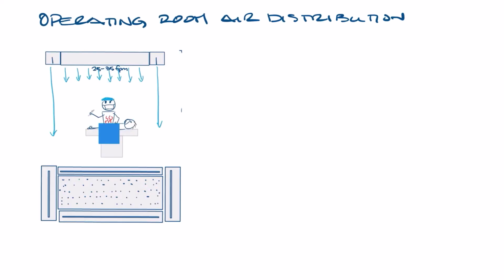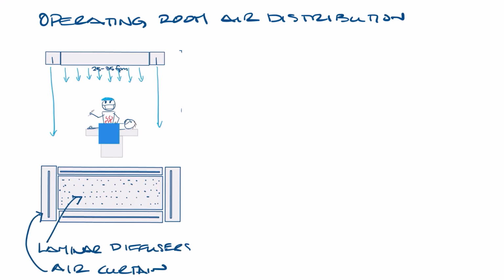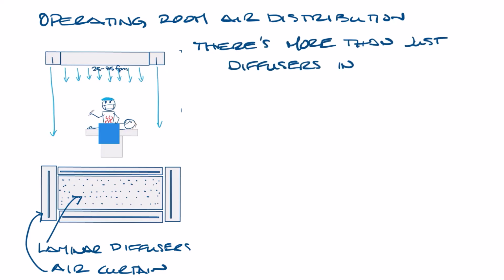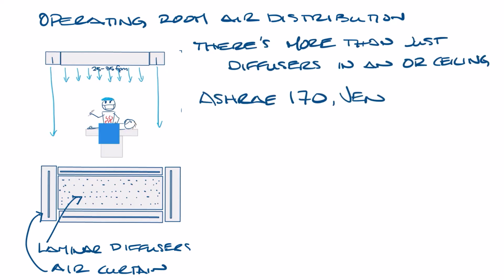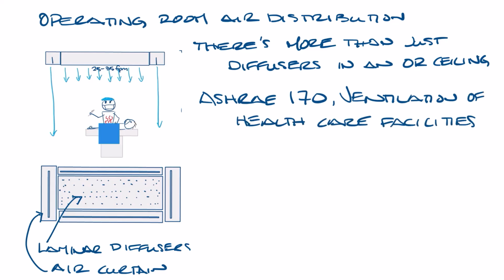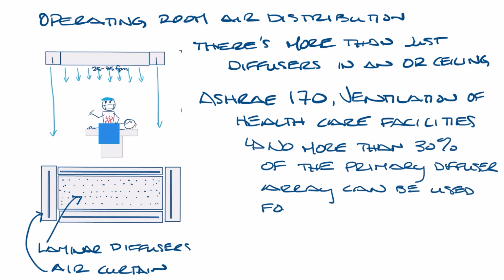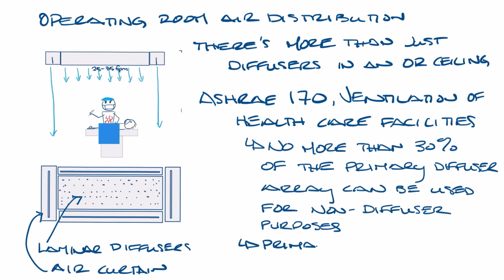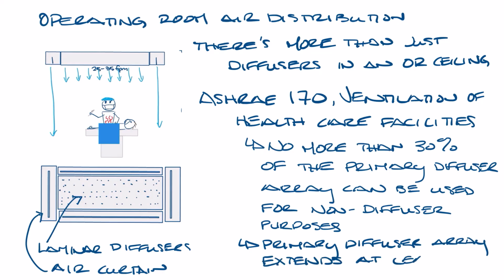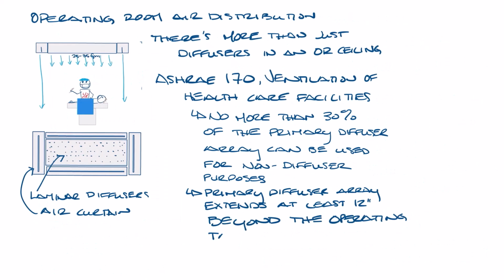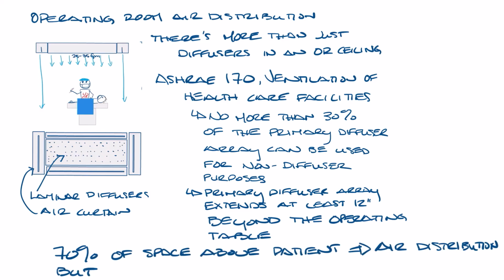In the video on operating room air distribution, I drew this, which shows laminar diffusers above the patient and an air curtain around the outside. But there's more than just diffusers in an operating room ceiling. ASHRAE Standard 170, Ventilation of Healthcare Facilities, states that no more than 30% of the primary diffuser array can be used for non-diffuser purposes. It also states that the primary diffuser array needs to extend at least 12 inches beyond the operating table. So 70% of the space above the patient needs to be for air distribution, but the surgical team needs to be able to see too.